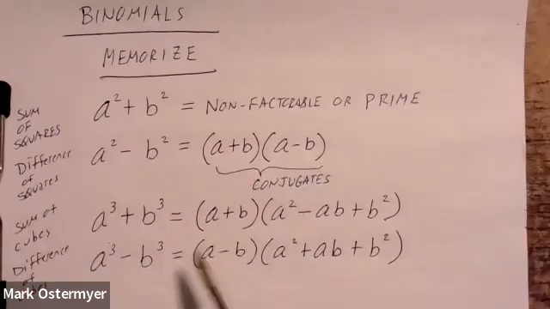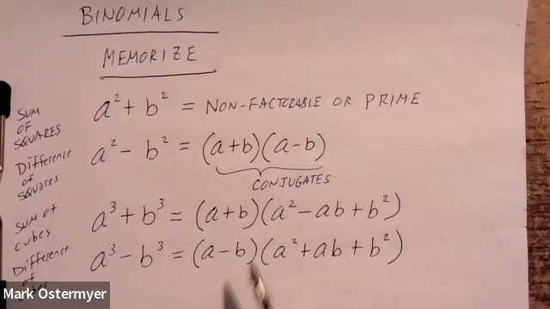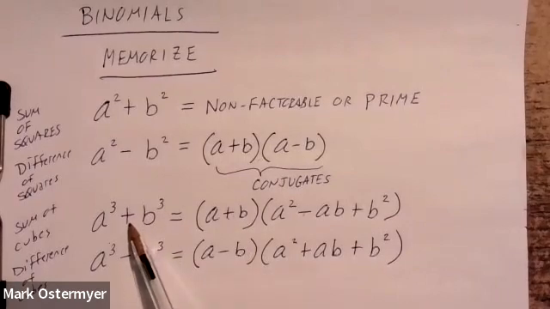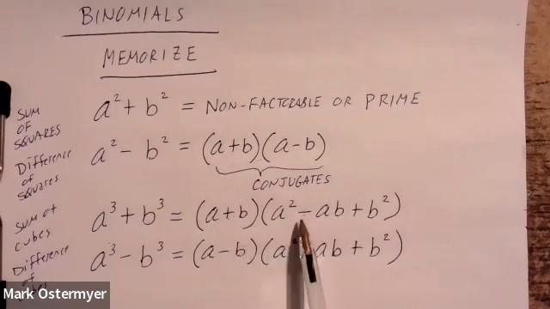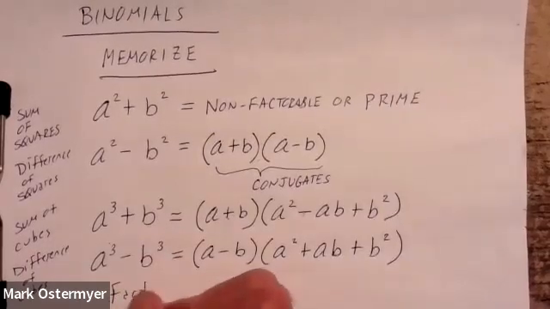Notice the sum and difference of cubes are very similar in their factorizations. The only difference is the sign here and here. I always remember it this way. If this is a plus sign, this sign is also plus. This is a minus, this is a minus. And these signs are always opposite. So plus, minus, minus, plus. Okay, so pretty easy to remember. That's your binomial family. All right, let's try out a couple here.